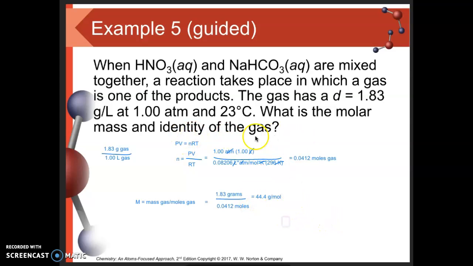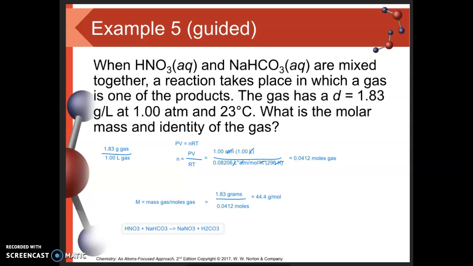What do we do about this identity thing? Well, that's where we have to know how to handle these kinds of reactions. And this is a double replacement reaction. HNO3 reacts with sodium bicarbonate to make, in a double replacement reaction, sodium nitrate, NaNO3. And if I put it together, I would get H2CO3, carbonic acid.